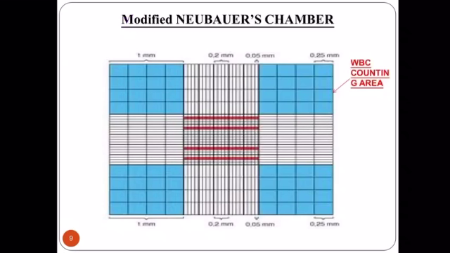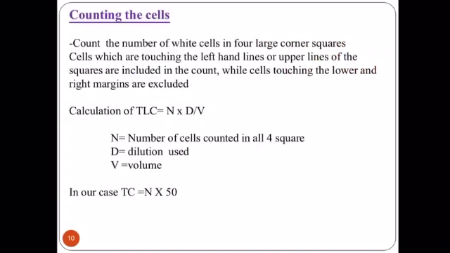This is a modified Neubauer chamber. In this, the blue labeled area, the WBC counting area, is used for the manual WBC count. In the last practical, we showed that the center red area is used for the RBC count. And in the WBC count, we are using the 4 corner squares. Each square has 16 small squares, so we are using this for it.